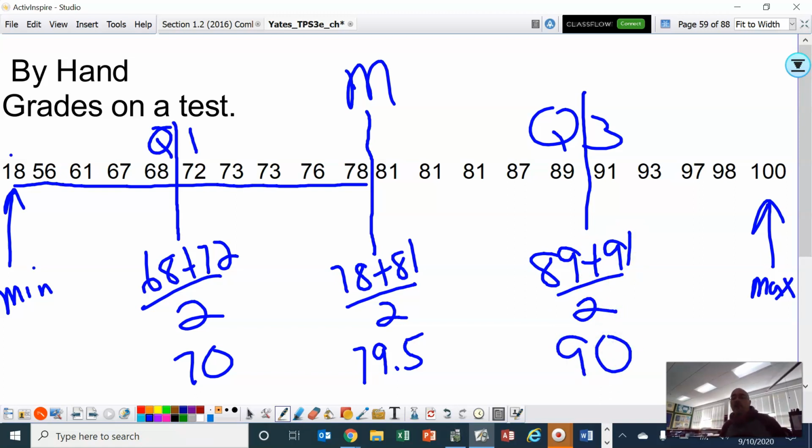So if you had to, for some reason, do something by hand, that's what you would do. Put them in order, count them out, and find the middle first, find the median first, then you can find Q1, then you can find Q3.